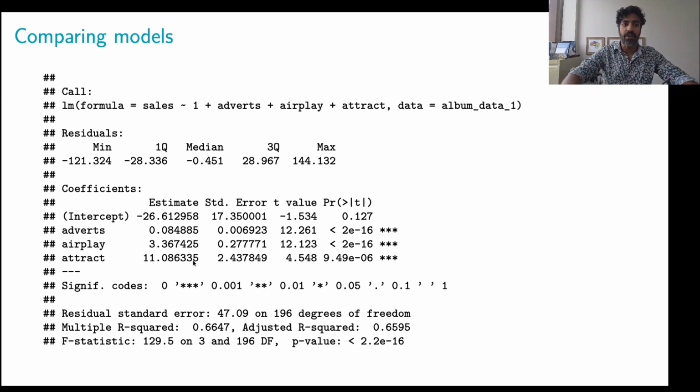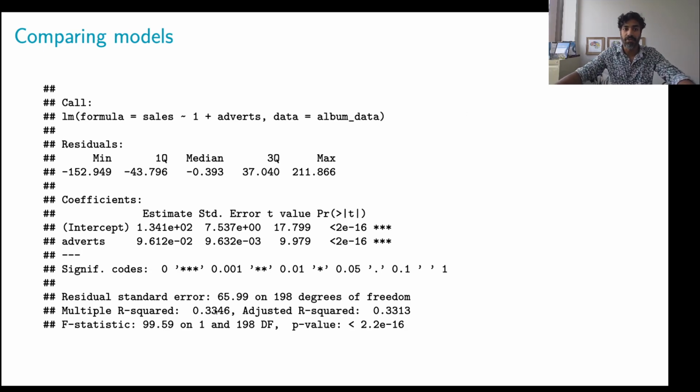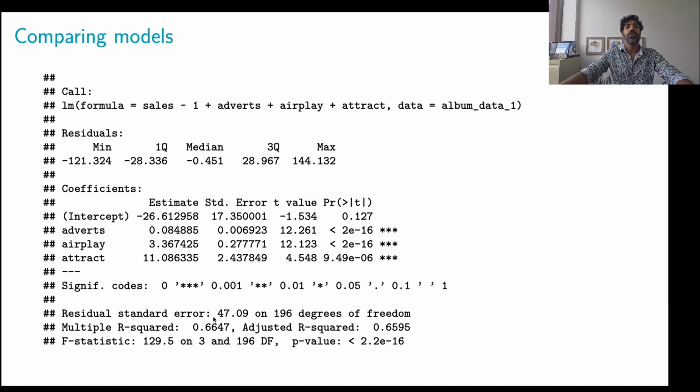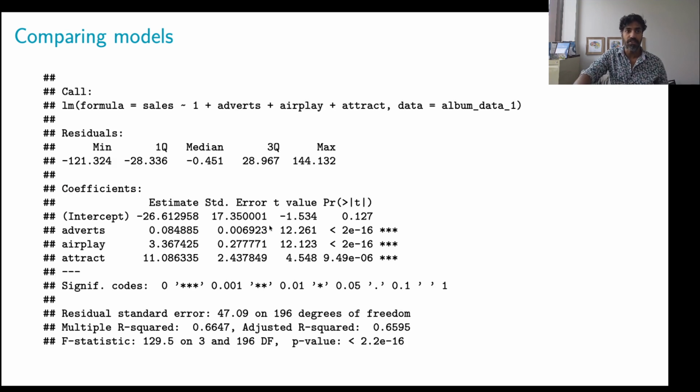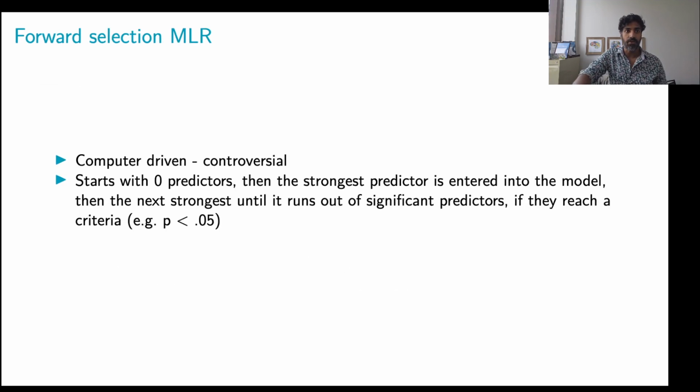Let's have a look at another thing, which is the multiple R squared. Here we have 33% of R squared of variance accounted for in the model. In the model with airplay and attractiveness, we have 66% of variance accounted for in the model. And so these are the key things to take away when we're comparing the models. So the change in R squared is 33%. If advertising accounts for 33.5% of the variation in album sales, attractiveness and radio play account for an additional 33%. So that's quite a big change that we see there in those models.